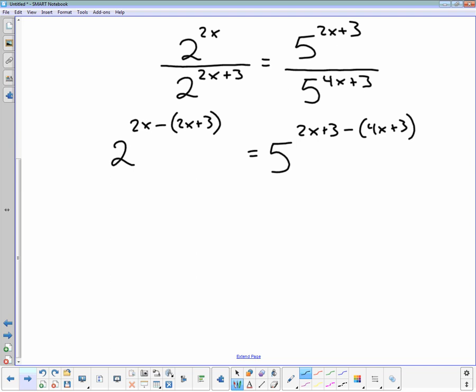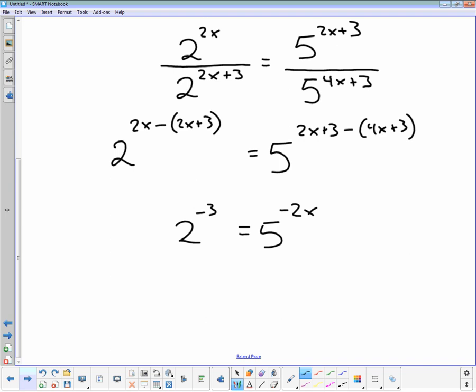I'm making my prediction. So you're going to wind up with 2 to the something equals 5 to the something, right? And then how do I get my x out of the exponent? So this side over here becomes 2 to the negative 3, 5 to the negative 2x. Negative 2x. Okay.